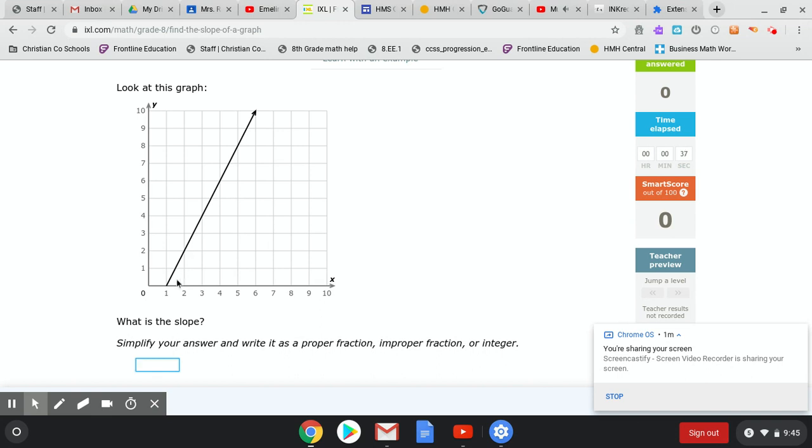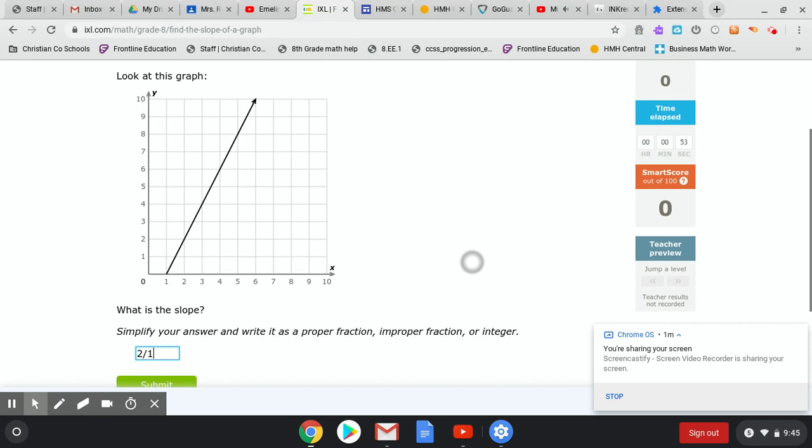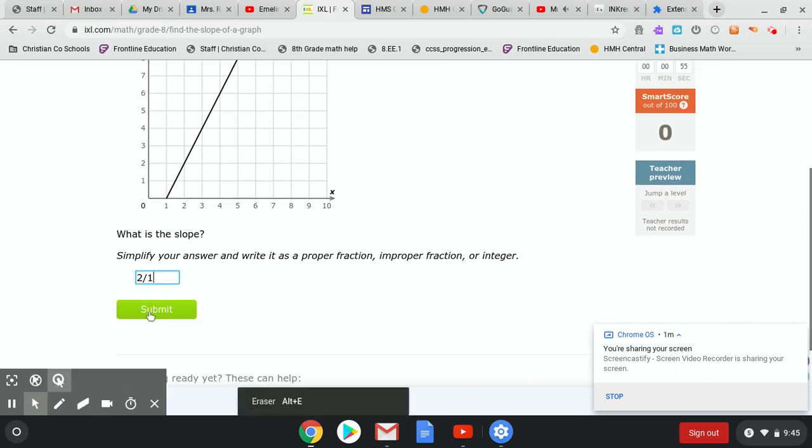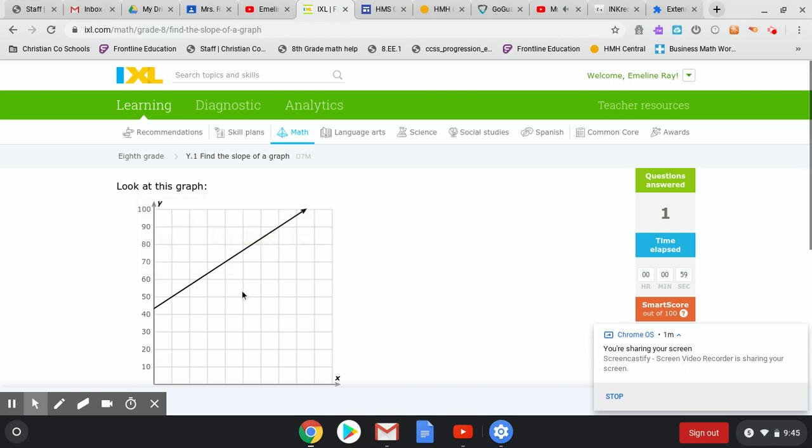Okay, so I want to count to see how much my vertical change is. I'm here, I go up 1, 2, and then my horizontal change is only going over to 1. So it says to simplify your answers. So you enter 2 over 1, and then I'm going to hit submit. And we have that one correct.